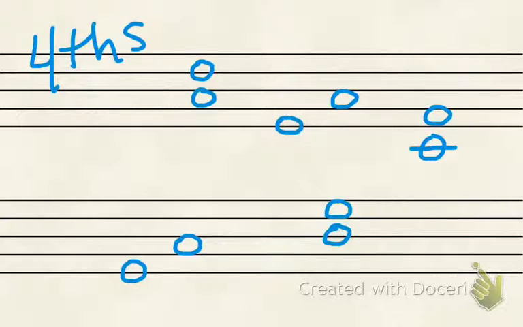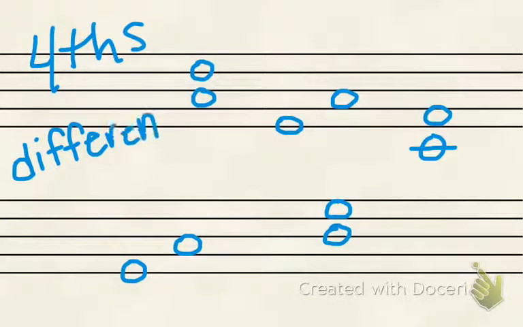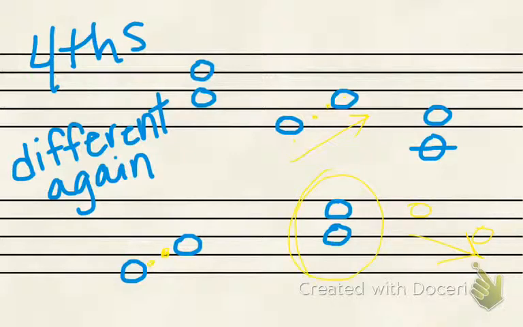Okay, now we've arrived at fourths. Going from line to space, so now we look different again. But this time I have skipped a space note and a line note: line, space, line, space. Again, we can go up or down. Harmonic, they're played at the same time; melodic, played not at the same time. I would play E and then A, not at the same time.